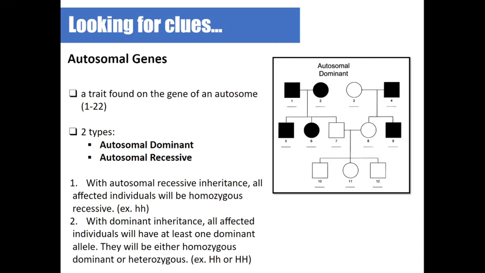So there are going to be 2 types of autosomal inheritance: autosomal dominant and autosomal recessive. With autosomal recessive inheritance, all affected individuals will be homozygous recessive. So they'll have 2 little letters. Now, with dominant inheritance, all affected individuals will have at least 1 dominant allele, and they will be either homozygous dominant or heterozygous.